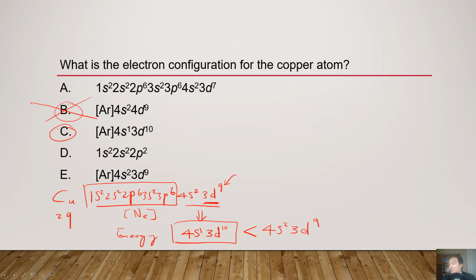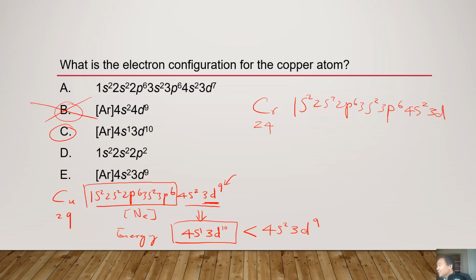We have a similar situation. For example, chromium has 24 electrons. When you do that, you have 1s2, 2s2, 2p6, 3s2, 3p6, and then the next thing you do is 4s first, right?